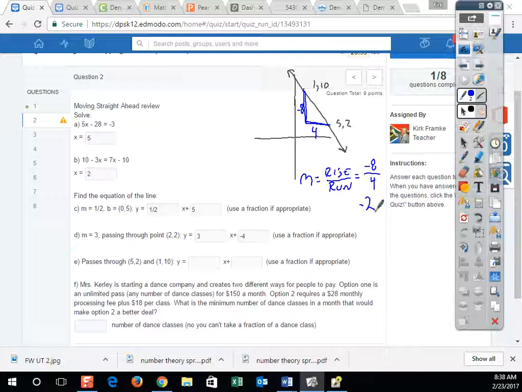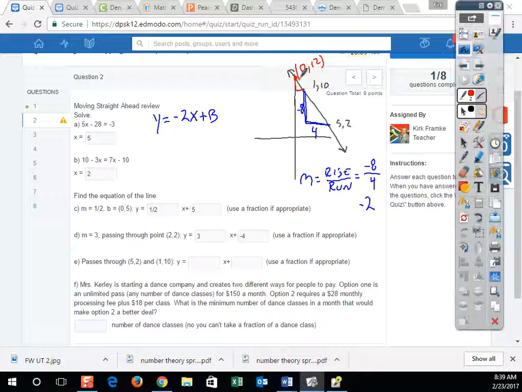Well, now I have a problem just like this problem. I have my slope, and I have 2 points. So let's go ahead and write y is equal to negative 2x plus b. Now using my graph, I could go over 1 and up 2, and I'd get a y-intercept of (0, 12).